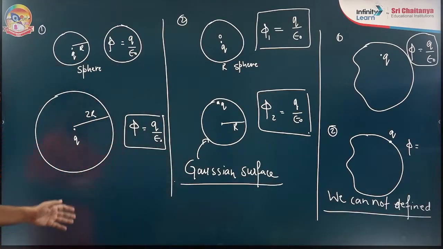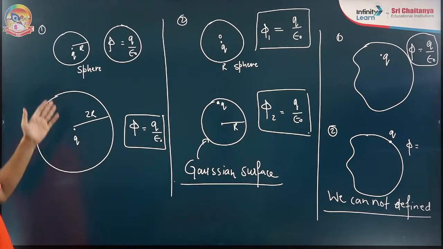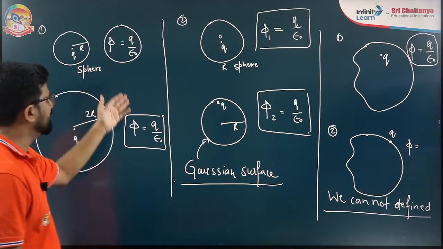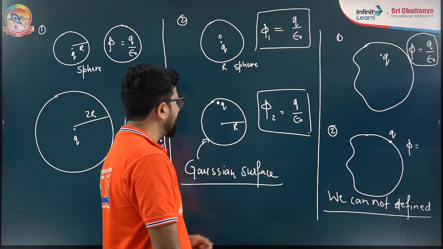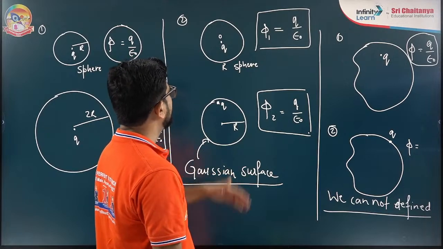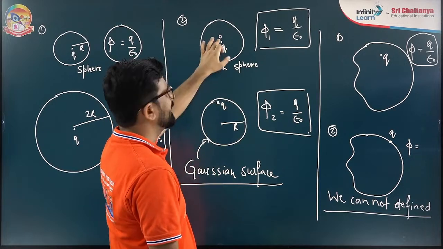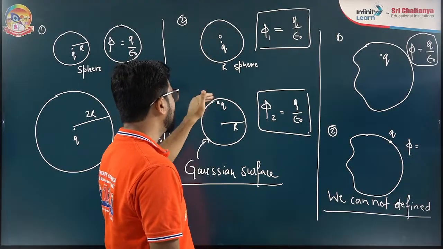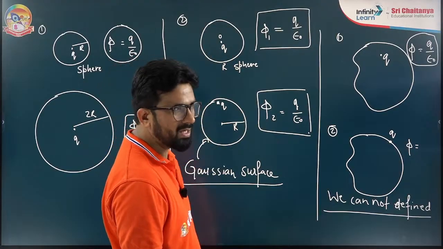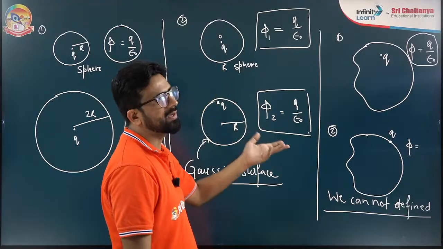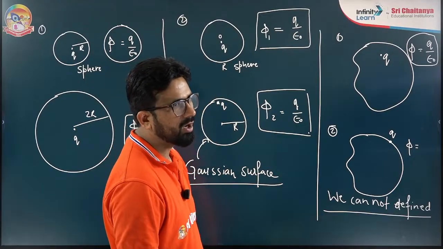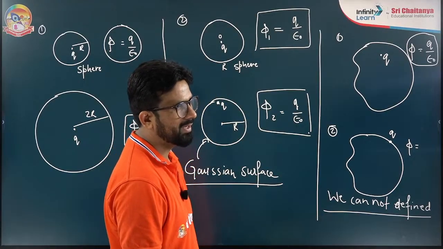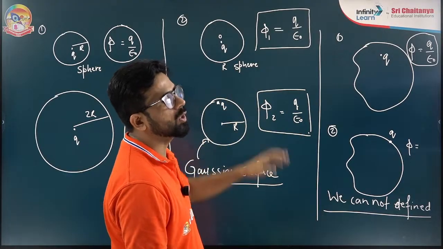After that I discussed a very simple case: a sphere of radius r or 2r. If the charge is the same, the flux would be the same. Similarly, there is flux 1 and flux 2. Whether the charge is placed at the center or near the surface, it remains the same, because we are just checking Q enclosed. Position does not matter if the charge is completely enclosed.